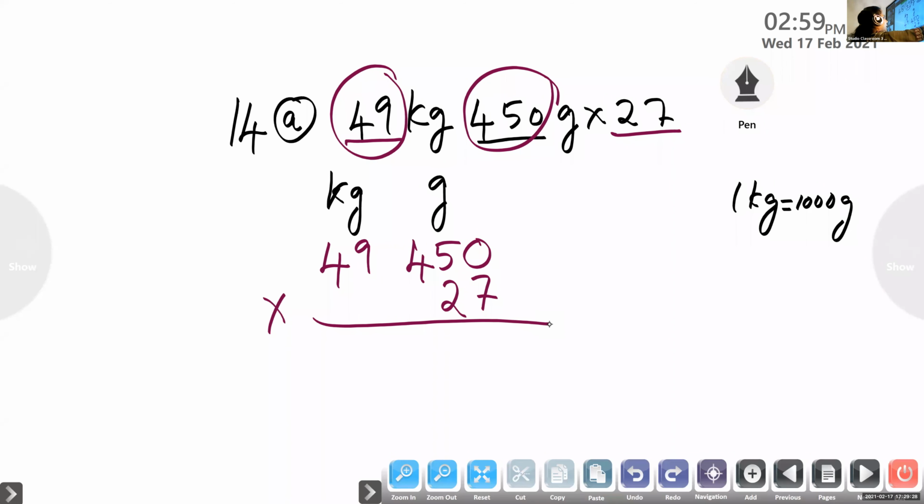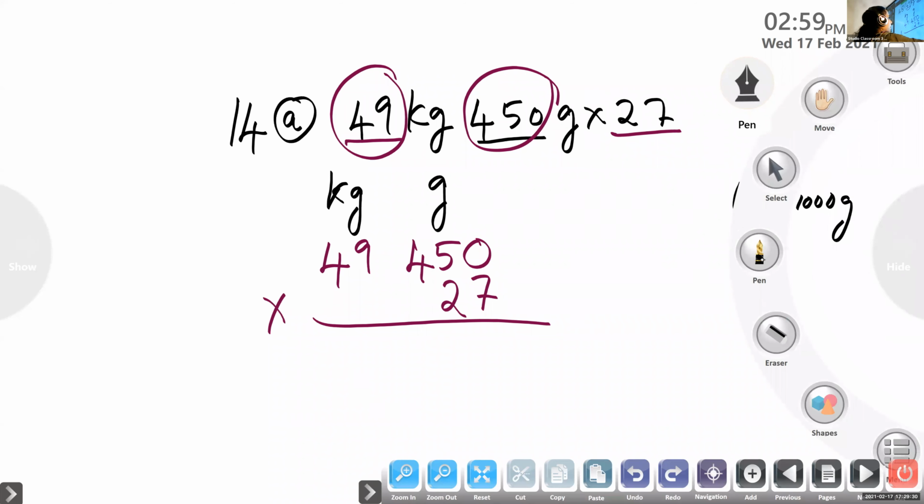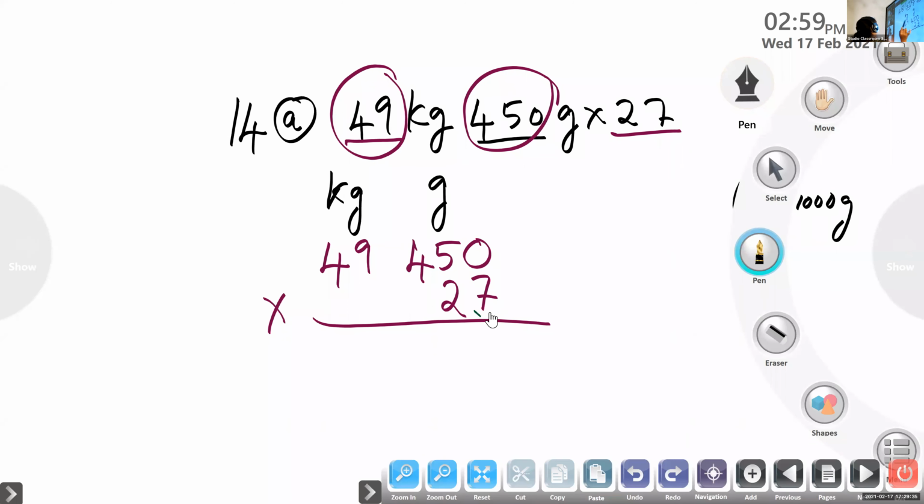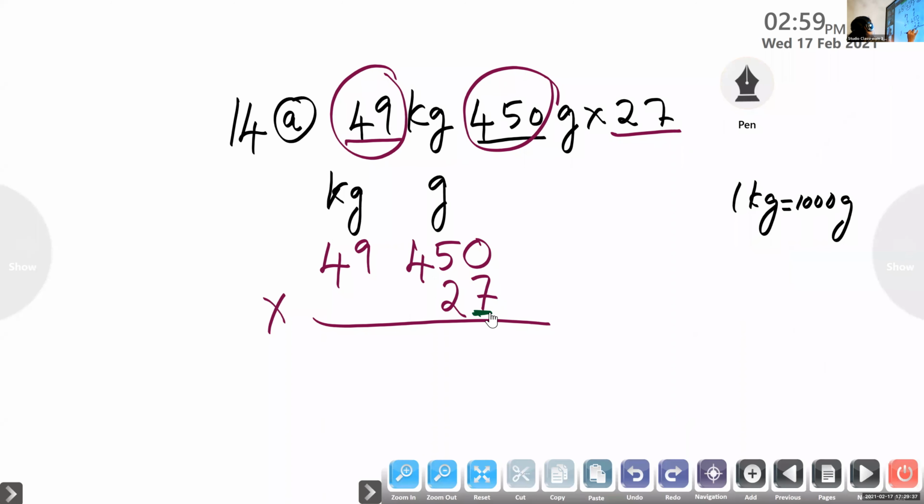Okay, so we will start multiplying with which number? Multiply with 7. Very good. 7 into 0. Any number multiplied by 0 is 0. Yes, children? 7 into 0 is 0. 7 into 5.